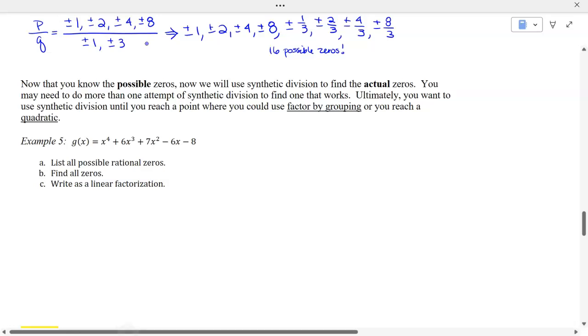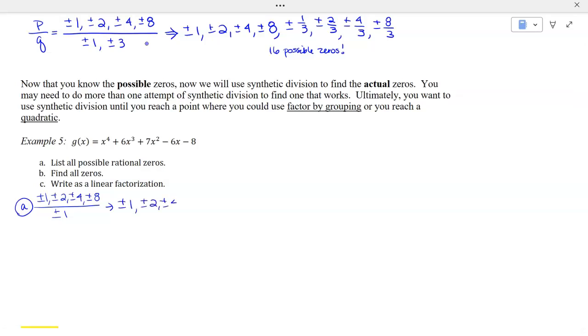So here in this example 5, we're given a polynomial and we've got to come up with all the possible rational zeros. Again, those are our P over Q. This one's easy because our leading coefficient is 1. So these are going to end up being our factors of 8 all over just plus or minus 1, which means our possible zeros are just going to be the same thing we have in our numerator. So now we actually have to use synthetic division to find what the actual zeros are.